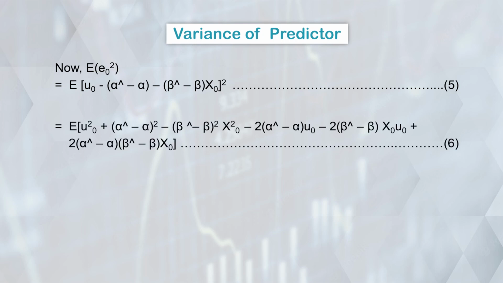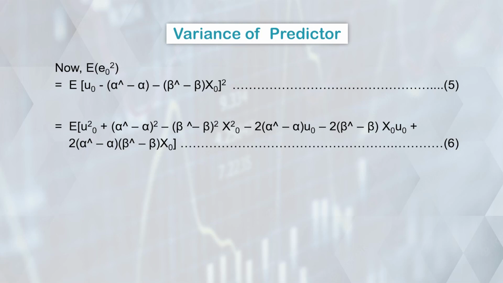This equation number 6 is squaring off each of the individual elements of step 5. That is expectation outside the bracket, and we have u0 square as usual plus alpha hat minus alpha whole square minus beta hat minus beta whole square x0 square, as if we are doing a minus b minus c whole square.